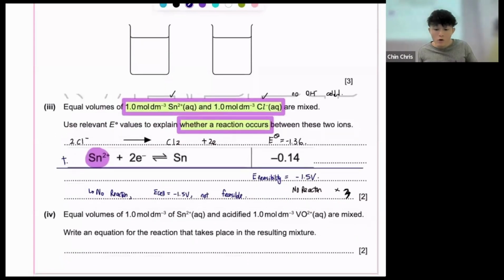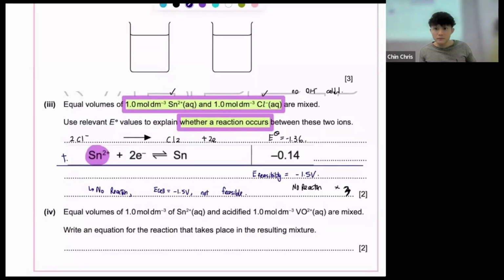Do you guys still want more questions on feasibility? What if a different concentration is given? There's no way to do it in your syllabus. There is, later we will talk about different concentration. Don't worry, we'll go there.